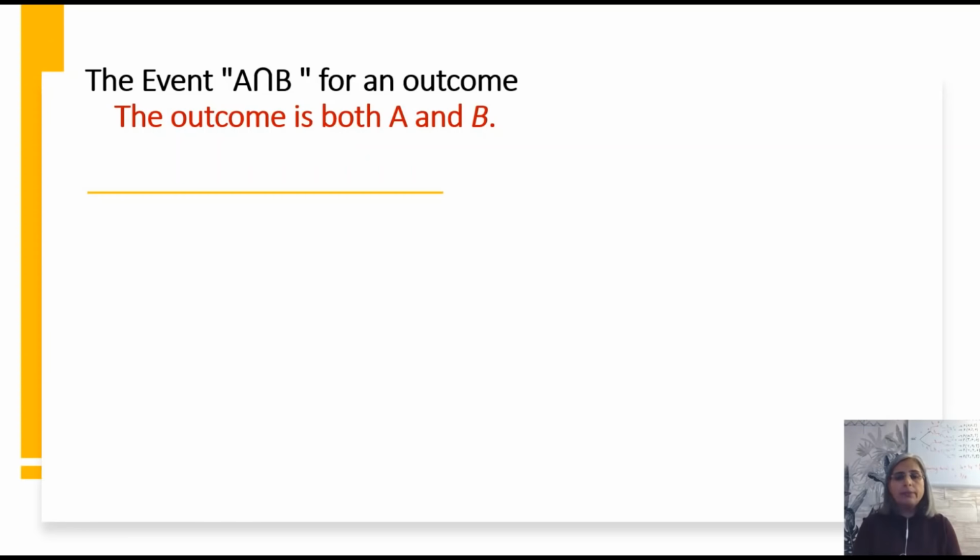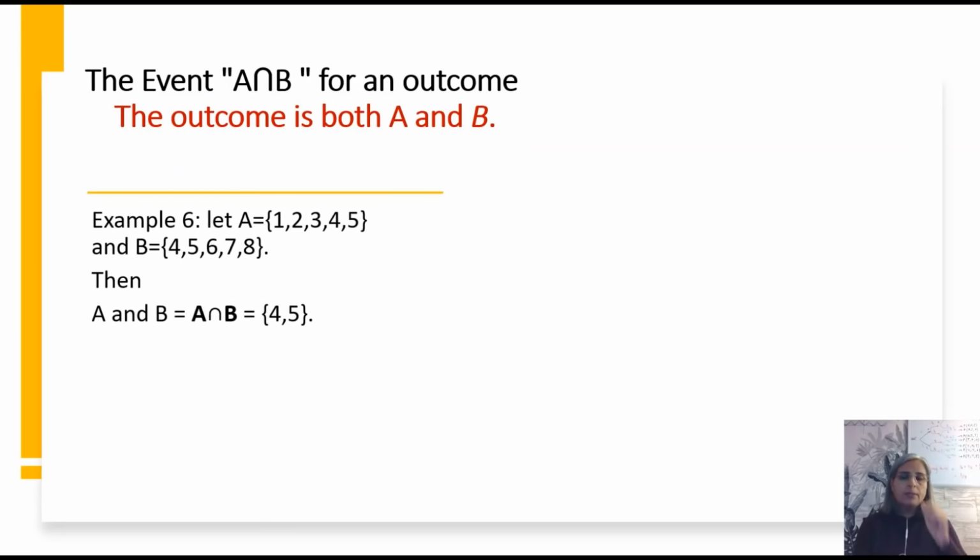And again, we consider the example we considered before of the set A having numbers 1 to 5 and the set B having numbers 4 to 8. And we see that the numbers that are present in both the sets A and B are 4 and 5.